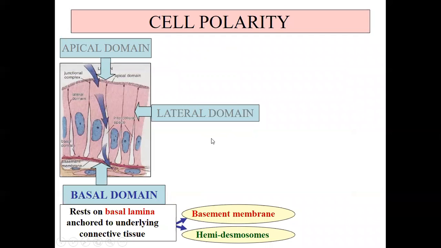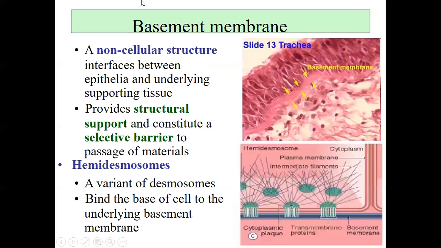Now we're going to discuss the basal domain. The basal domain rests on the basal lamina, which adheres to the underlying connective tissue. We are only interested in these two components, the basement membrane and also the hemidesmosome. What is the basement membrane? This is the basement membrane.